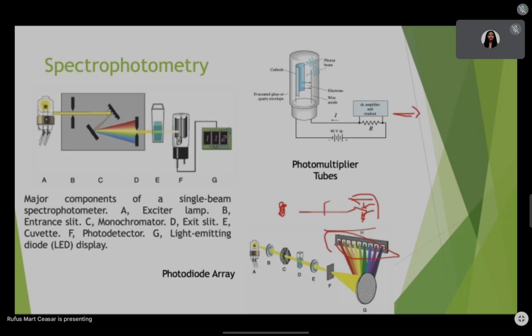So, ayun nga, photodiodes are popular detectors because they can measure light simultaneously at many wavelengths. So, at mabilis din kasi gumagamit siya ng array. So, they can be arranged in a linear array of hundreds of diodes. Ayun. So, calibrated siya with response to a specific wavelength by its placement in the array. So, ito, specific yung wavelength. Yung red na wavelength, orange, ganyan. So, yan.